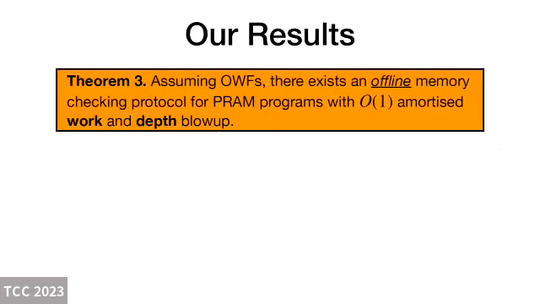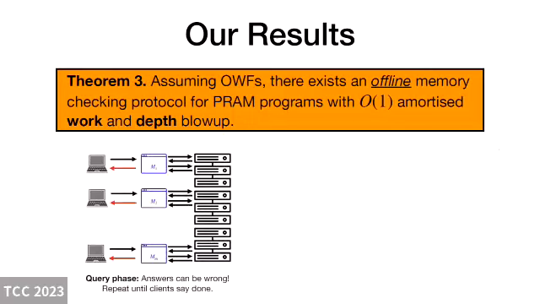The third result we have is that assuming one-way functions, we show an offline memory checking protocol with O(1) amortized work and depth blow-up. So what is offline? In the offline memory checking setting, we allow the client to send many batches of requests to the server, and do this many times. But during this query phase, the server is allowed to lie and send back incorrect responses.